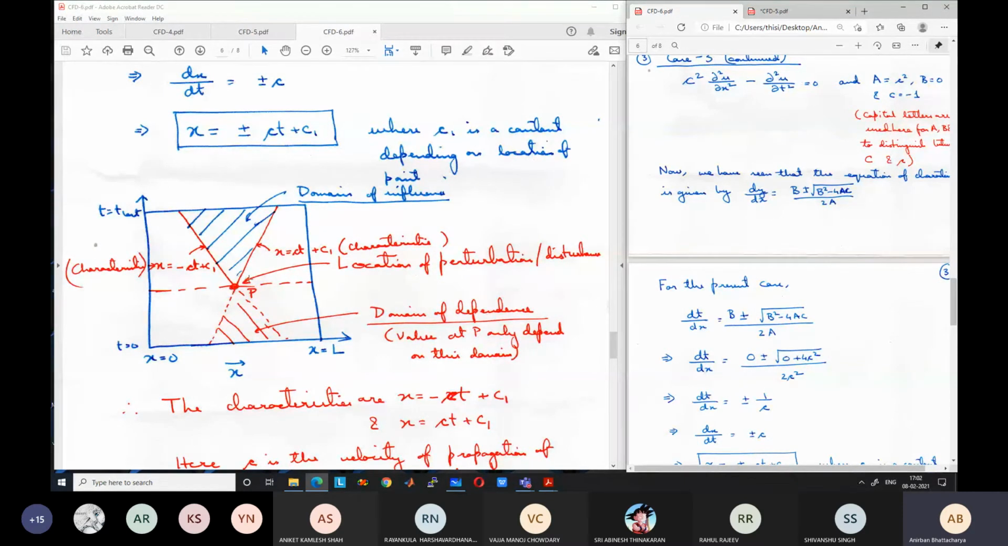The other has opposite slope, 1 by c, and it goes like this. x is equal to ct plus c1. So c1 is some constant based on the initial position of this point. Similarly, this line can be written as minus ct plus c1.